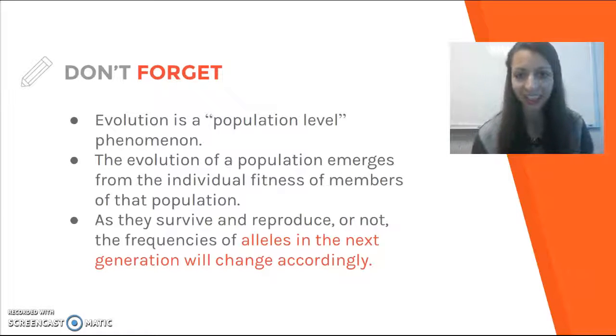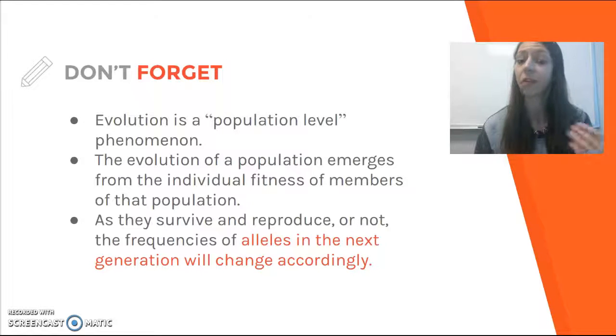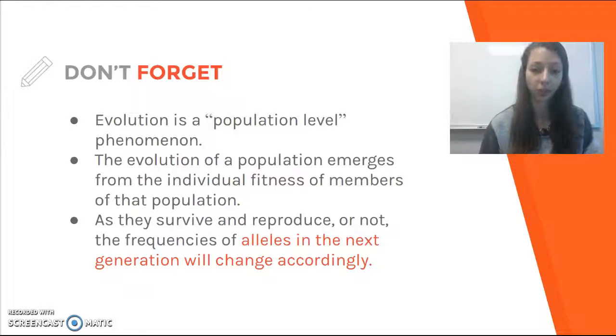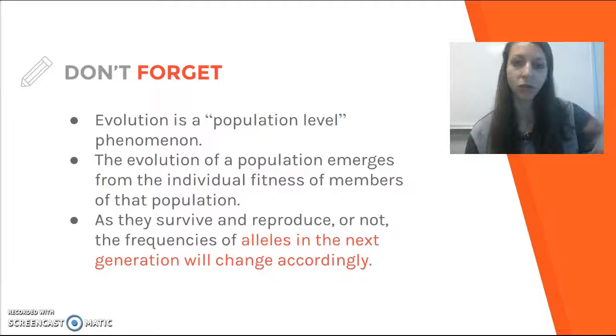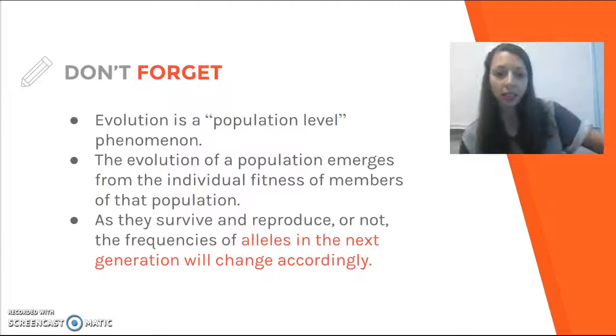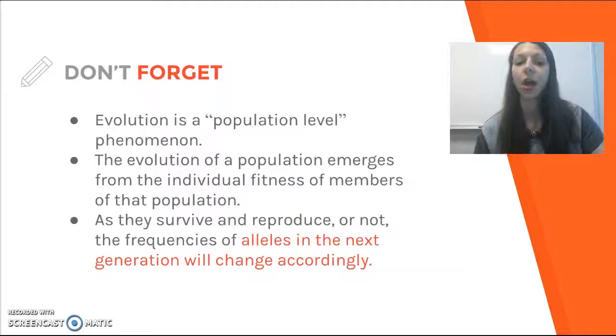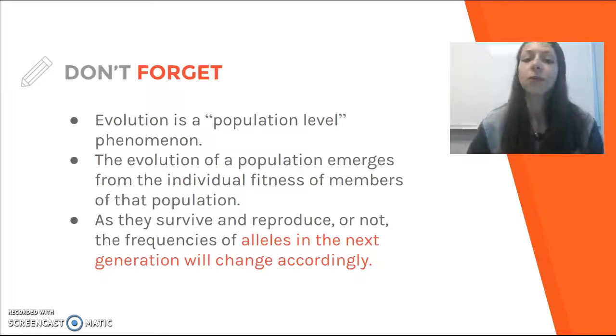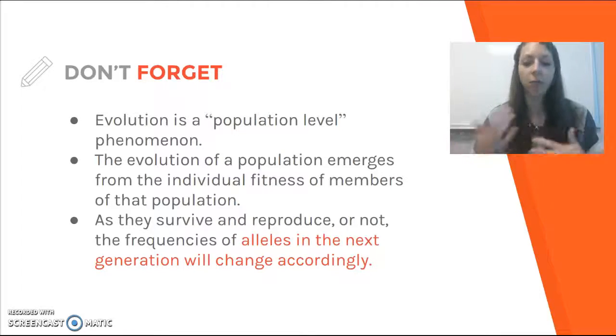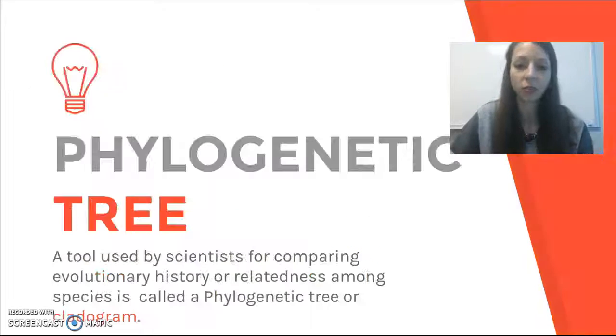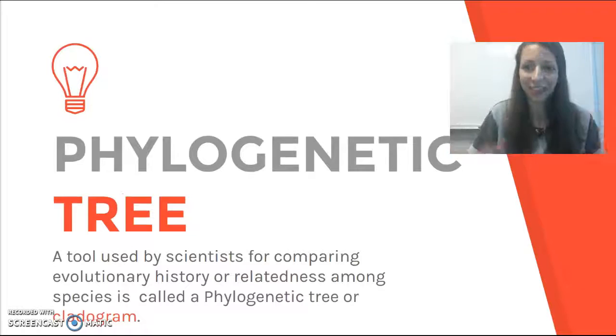Also, do not forget, I said this in my last video, evolution is a population level phenomenon. Individuals do not evolve. The evolution of a population emerges from the individual fitness of members of that population. So whether or not individual members will survive and reproduce and pass those traits on to offspring, that can affect the frequencies of alleles in a population. So as they survive and reproduce or not, the frequencies of alleles in the next generation will change accordingly. So an individual cannot influence the frequencies of alleles in a population beyond the fact of whether or not it's going to survive or reproduce. But the changes in frequencies, that's really what evolution is all about, at the population level, not at the individual level.